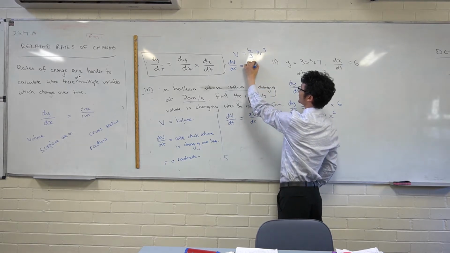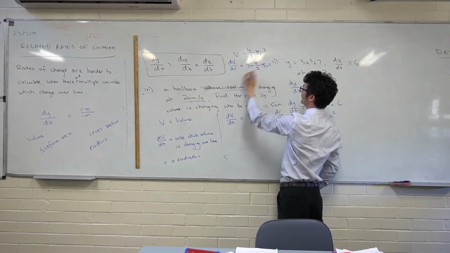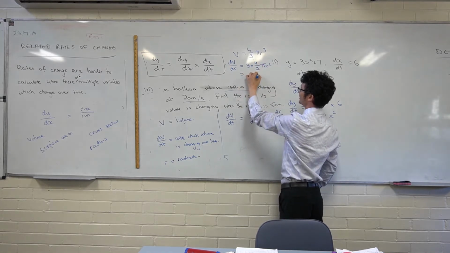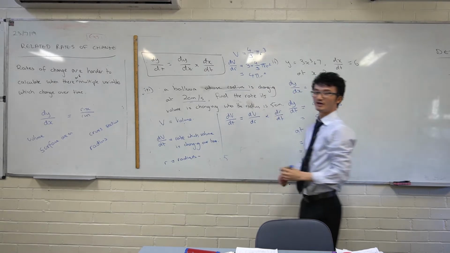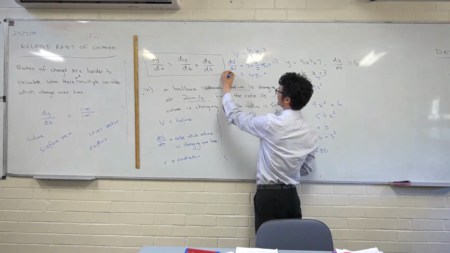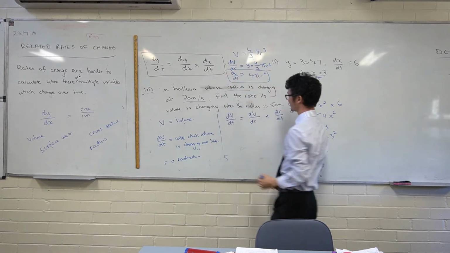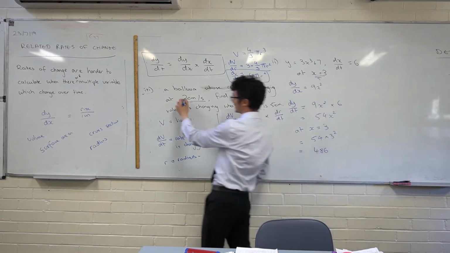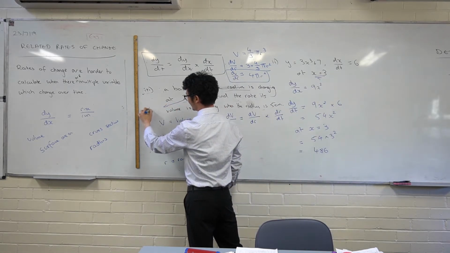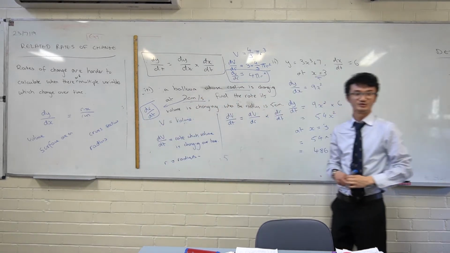3 times 4/3 pi r squared. And we can simplify that. That's quite nice, isn't it? It's 4 pi r squared, that's our other piece that we needed, dV/dr. So we've got this piece, we've got dr/dt here, that was 2. And now we just put these all together, okay?